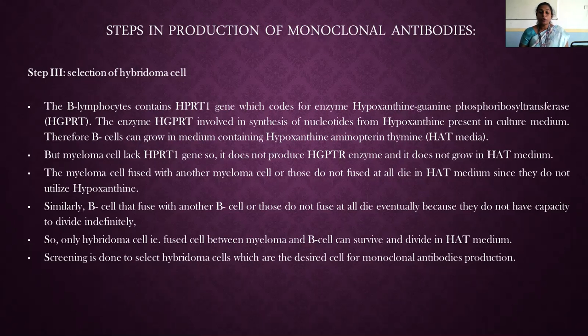The myeloma cells fused with another myeloma cell, or those that do not fuse, will die in the HAT medium since they do not utilize the hypoxanthine. Similarly, the B cells which fuse with another B cell, or those that do not fuse, will die eventually because they do not have the capacity to divide. So only the hybridoma cells, that is the fused cells between the myeloma and the B cell, can survive and divide in the HAT medium. Screening is done to select these hybridoma cells, which are the desired cells for monoclonal antibody production.